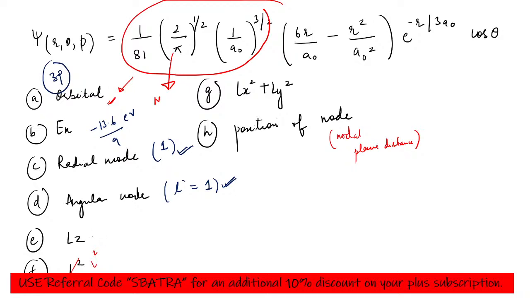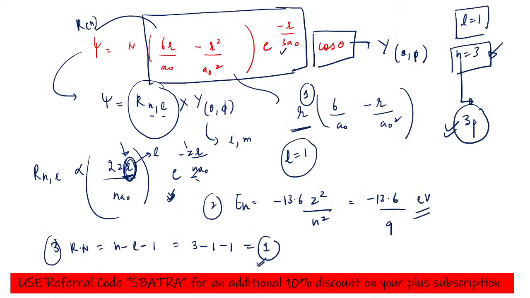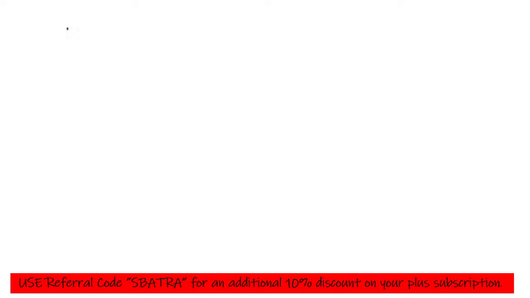Now what is Lz? I can write this particular Lz using mħ. That means for Lz I need to find out the value of m. So for the m value we need to pick the angular part. The angular part here is cos theta. Let's see how we can find out this value of m and l.